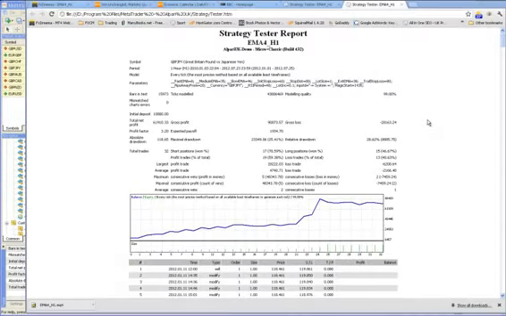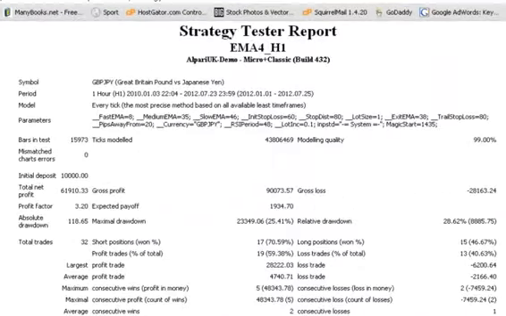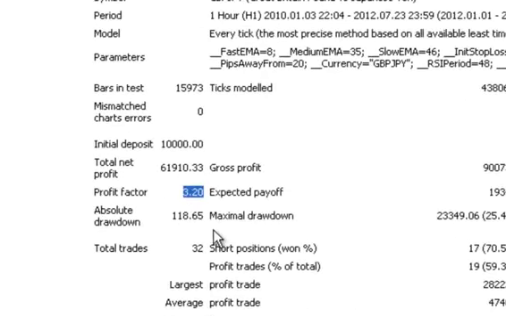Okay, before I move into actually demonstrating the program itself, the software, if you like, I just want to go through the report, because this is something that you need to understand. We all need to understand it. One of the most important things, of course, is what we call the profit factor, and that's 3.2.